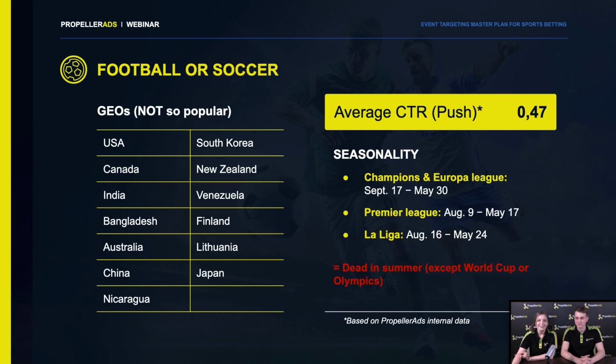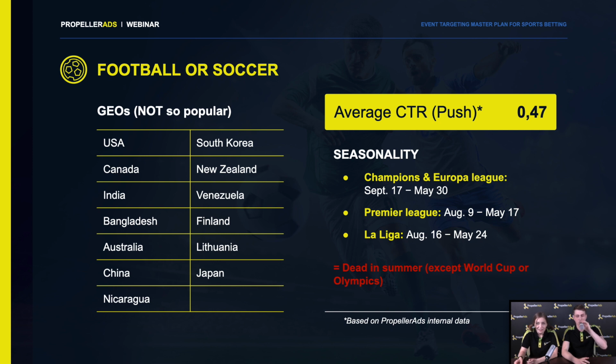Yeah, that's right. 90% of all betting campaigns are dedicated to football. It is easier to list the countries where it is not popular than trying to make a list where it is. As I said, as the most popular sport in the world, there are only few countries where it is not popular. So those are USA, Canada, India, Bangladesh, Australia, and all the other countries that are listed there in the box in the presentation. My personal observation showed that if in a certain country this sport is called soccer, probably this place is not the best geo to target football betting campaigns.